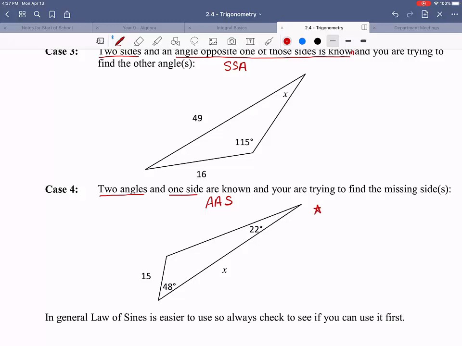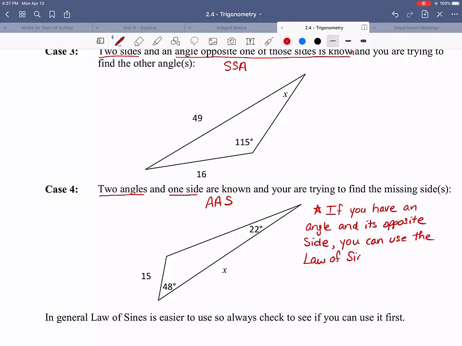Now, I'm going to give you the big key to doing this. If you have an angle and its opposite side, you can use the law of sines. That's the key. If you have an angle and its opposite side, you can use the law of sines.